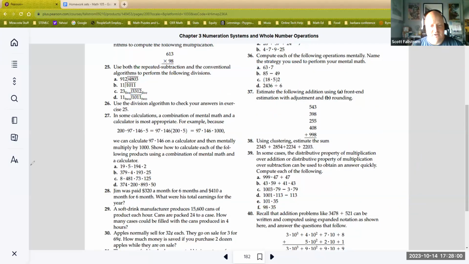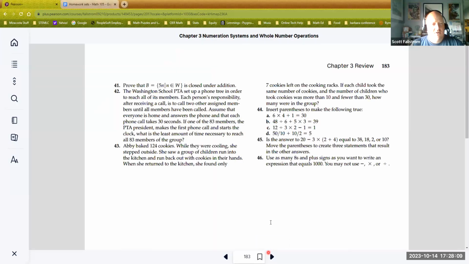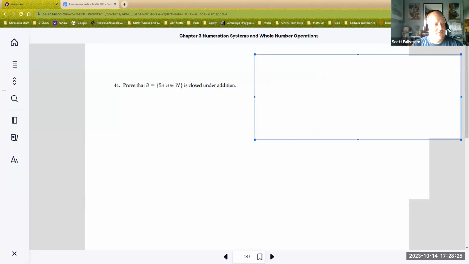Okay. So that's 39, 41. Let's take a look at 41. Scroll down. Oops, got to get to the next page. 41, prove that this is closed under addition. All right. So it doesn't matter what the number is. So I'll do a slightly different number, but that really won't make a difference. So here we go. Let's prove that this is closed under addition. Closed under addition means what? If I add 2 objects in the set, I will get another object in the set.